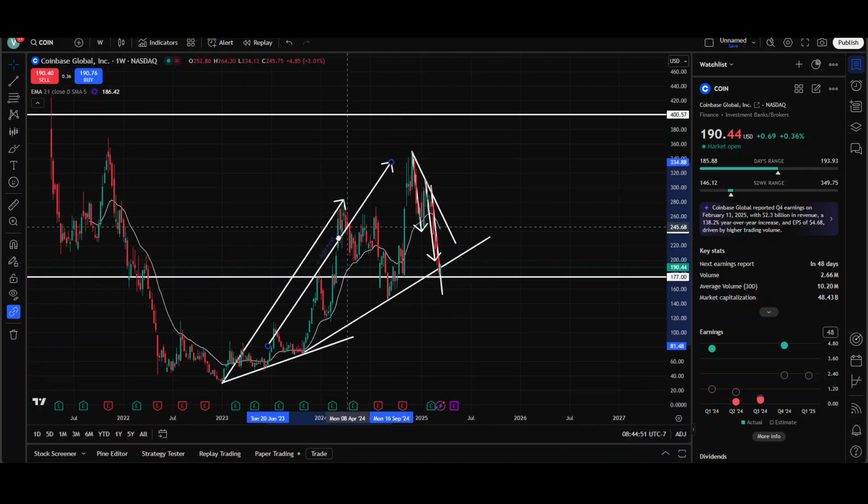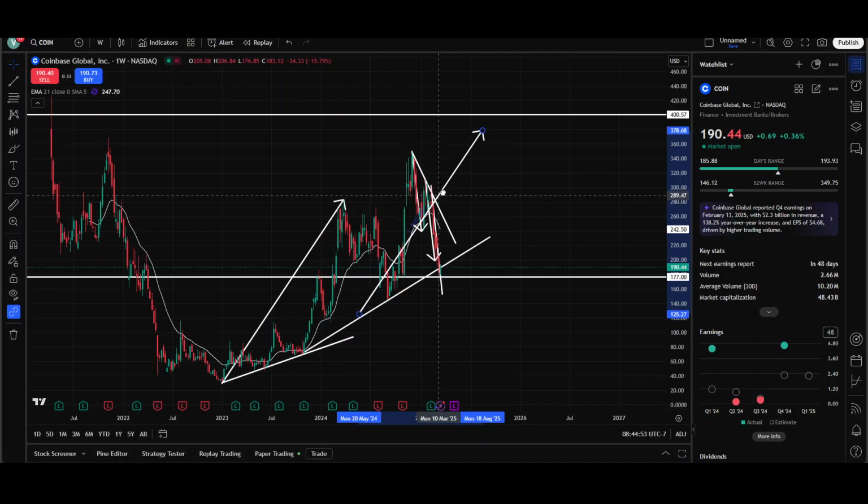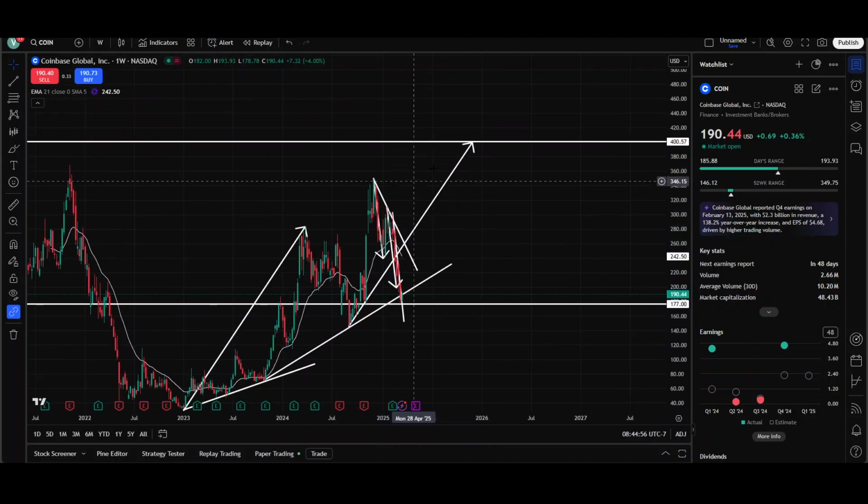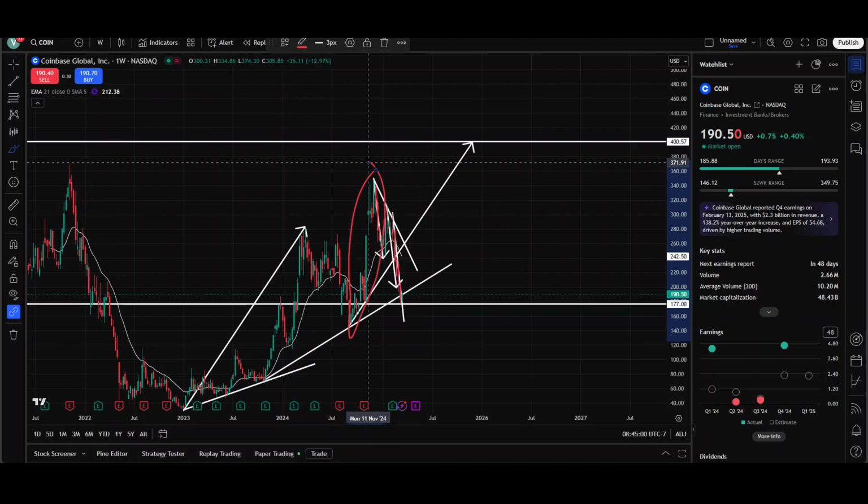Measure move target to the upside is still in play. We have one leg up right here. This will be the second leg up, and this is the target at $400. So this was the first attempt by the bulls that failed. We saw a correction lower, and now this could be the second attempt by the bulls. So we can repeat what has happened before.